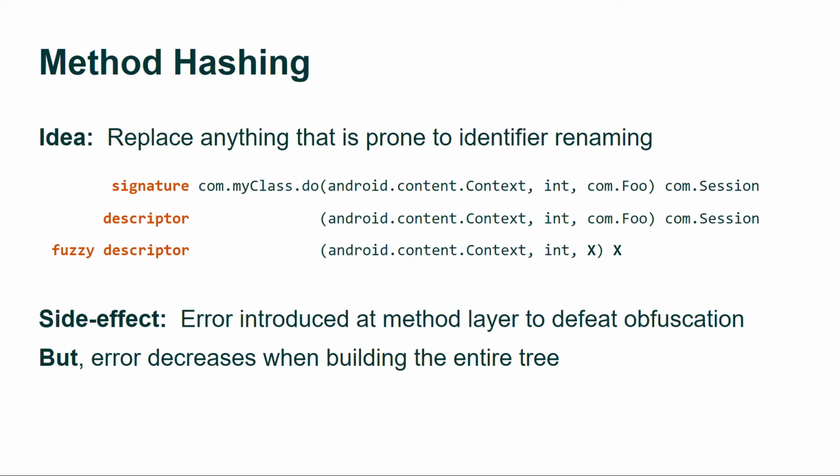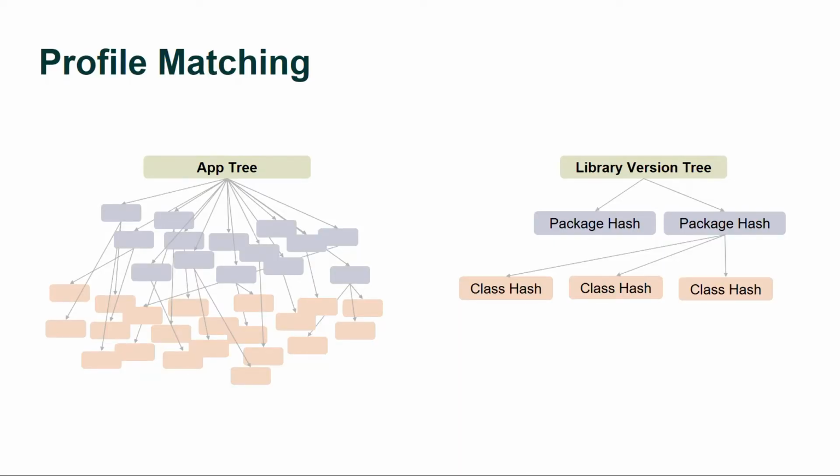But the good thing is that while we are building the tree, this error will decrease because we are adding more and more methods, more and more classes, and more packages. And eventually, we receive a unique Merkle tree that represents a profile for our library. Now, having these profiles, how can we leverage them for detection? The idea is the following.